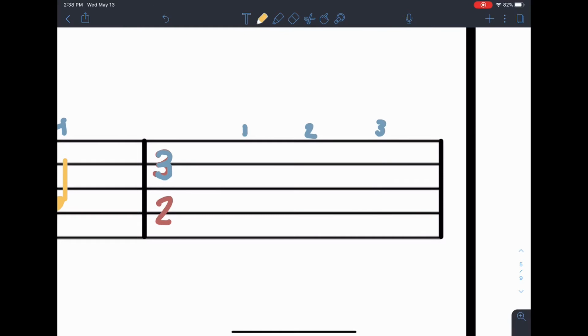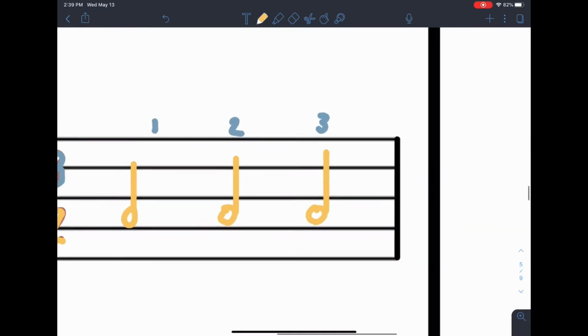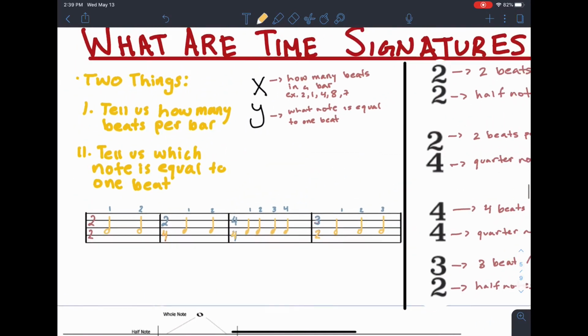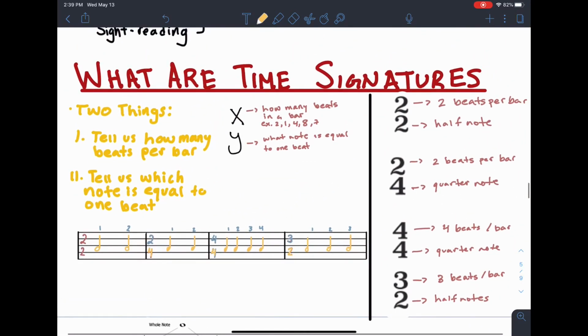And which note value gets the beat? Well, we have a 2 down here, which means our half note is valued at 1 beat. So let's draw in 3 different half notes. That looks something like this. All right. So notice how 3 half notes are in a bar of 3-2. This is the very basics of how time signatures work.